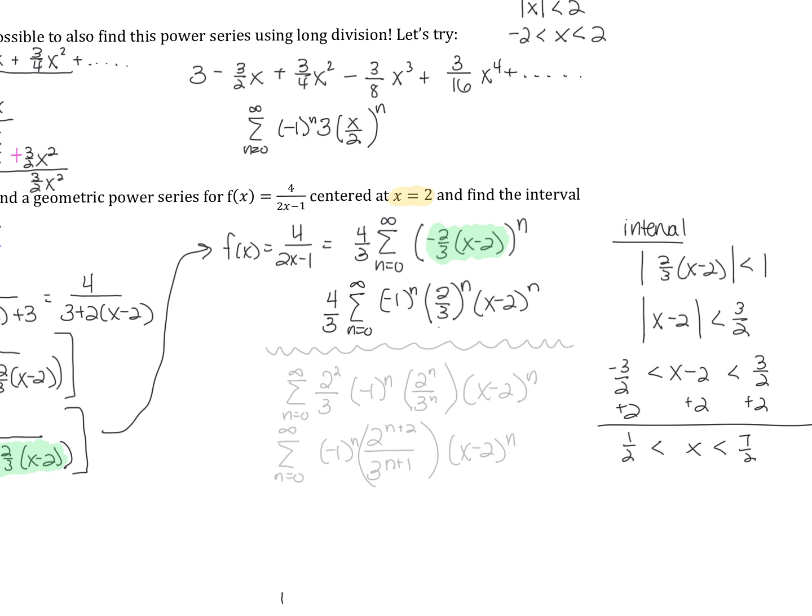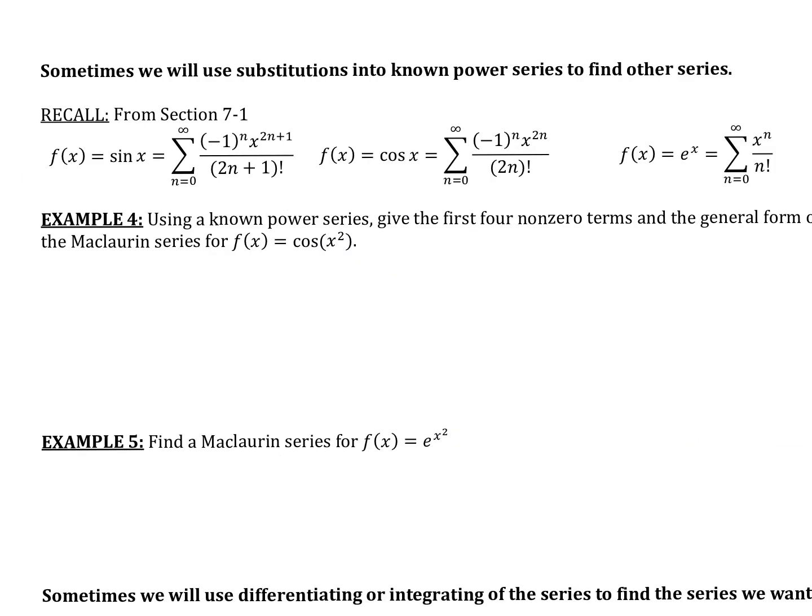Okay, so we've looked pretty thoroughly at how to take rational functions and write them as geometric power series. But now what we're going to go into is the idea of substitution. Remember those 3 series that we looked at on the first day we started talking about power series in 7.1? We found that the sine of x is alternating odds, cosine of x is alternating evens, and e to the x is just x to the n over n factorial. We're going to use that to find other power series. And actually, this is going to make my life pretty nice.